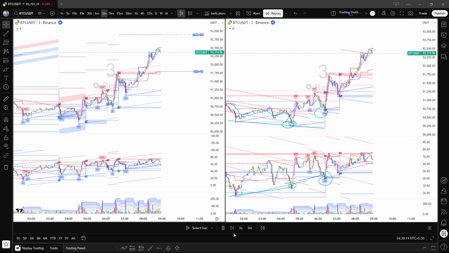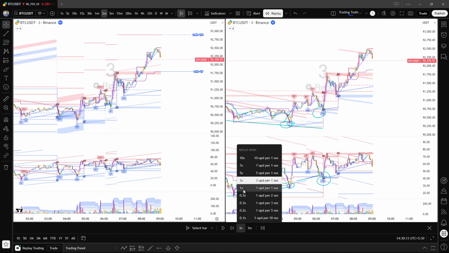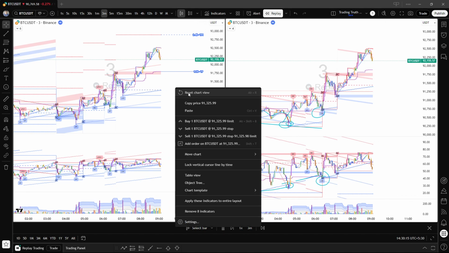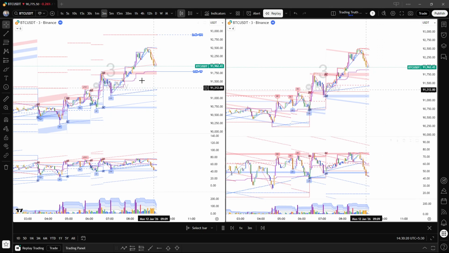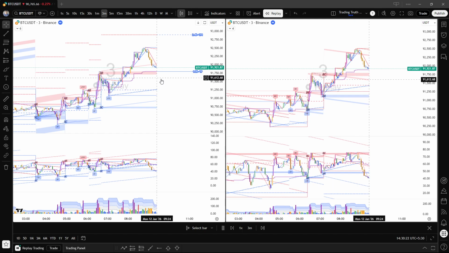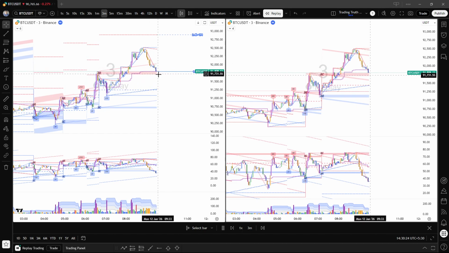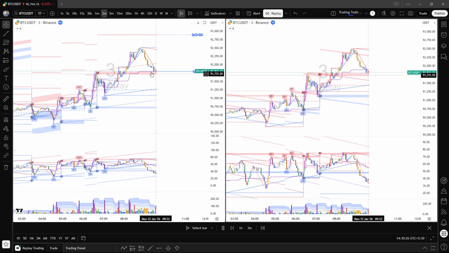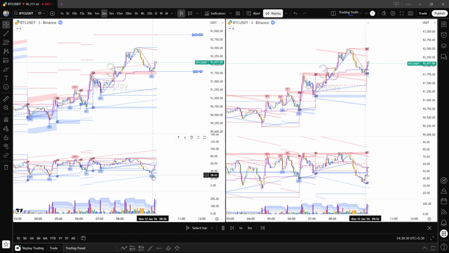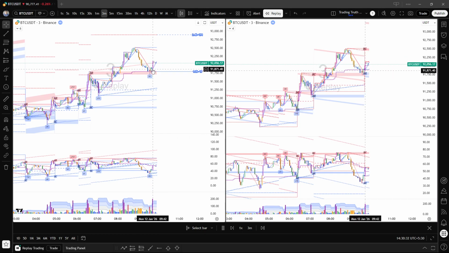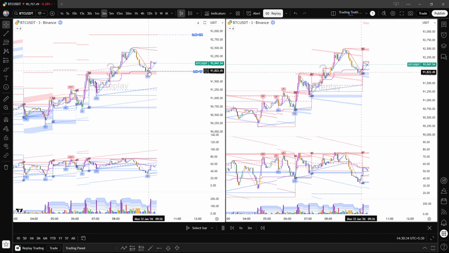Let me slow it down a bit so that I can explain it better. So see, now we will see some backing up action around here. On the midpoint, it's coming around here, and RSI is going below, so backing up action is good. You can take this trade.